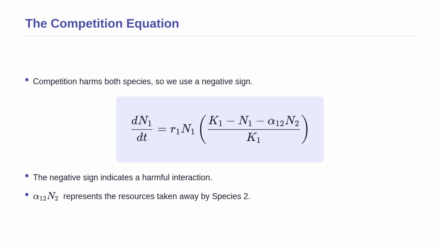This generalized formula leads us to our first specific scenario: competition. Notice the minus sign before the alpha term. We use a negative sign because competition is harmful. Species 2 is taking away valuable resources. As the population of species 2 increases, that subtracted term gets larger, which shrinks the available carrying capacity. Physically, this means the overall growth rate of species 1 will drop significantly because they're fighting for the same limited space and food. This mathematical representation perfectly captures the struggle for survival in a crowded ecosystem.